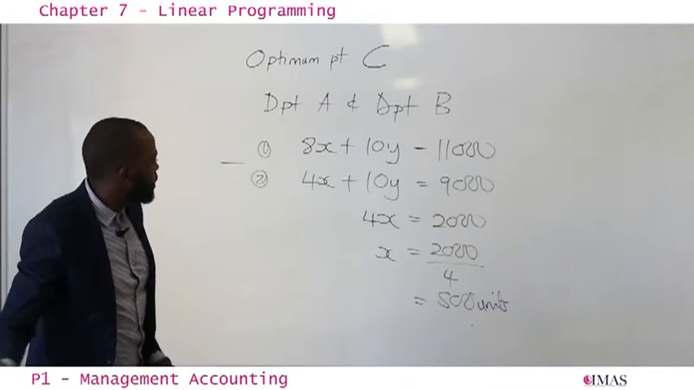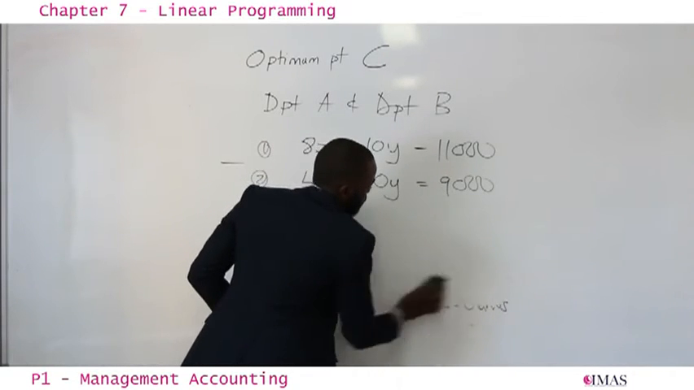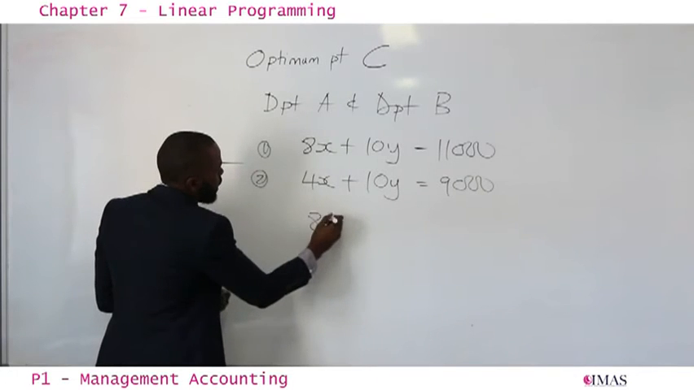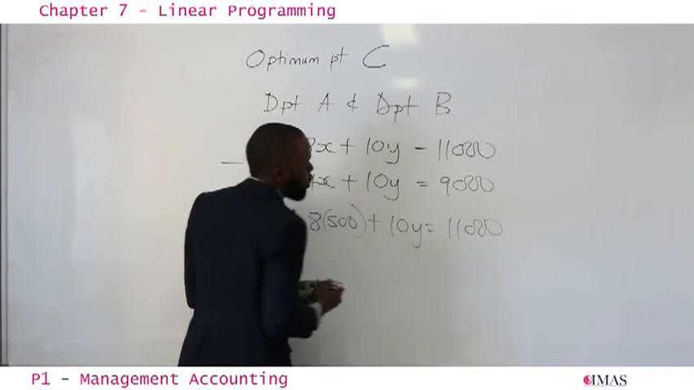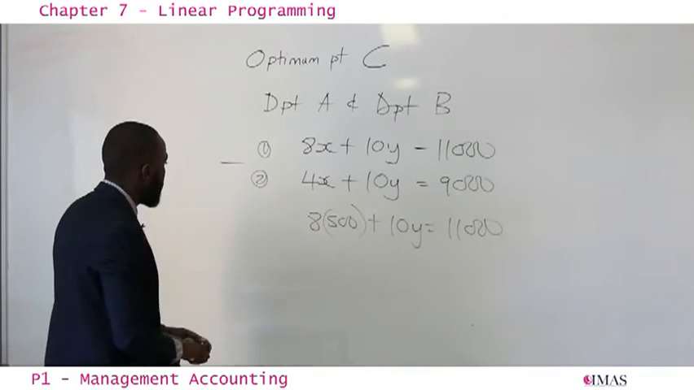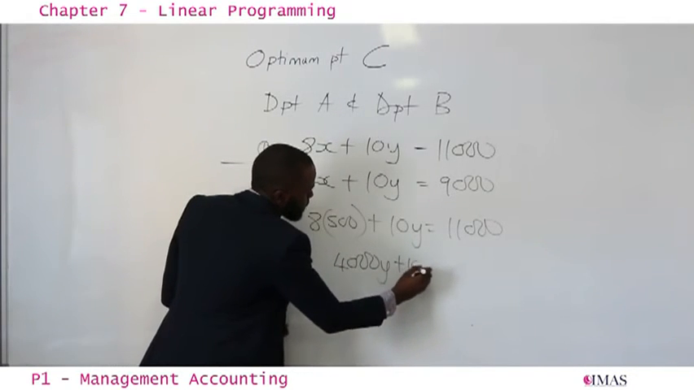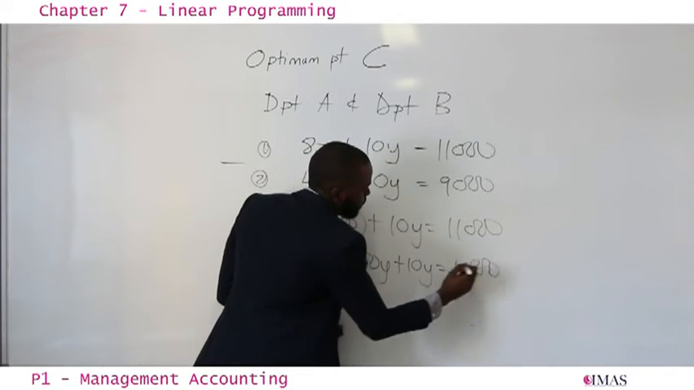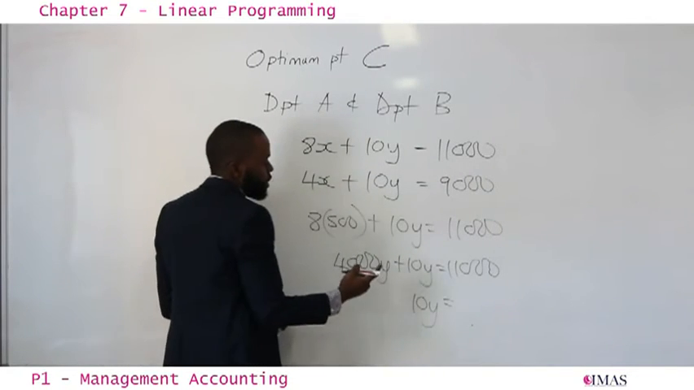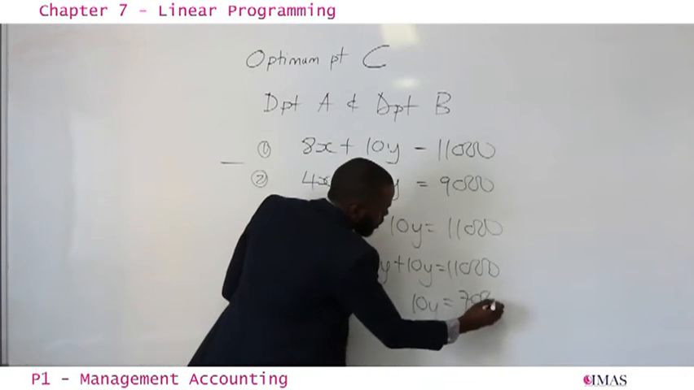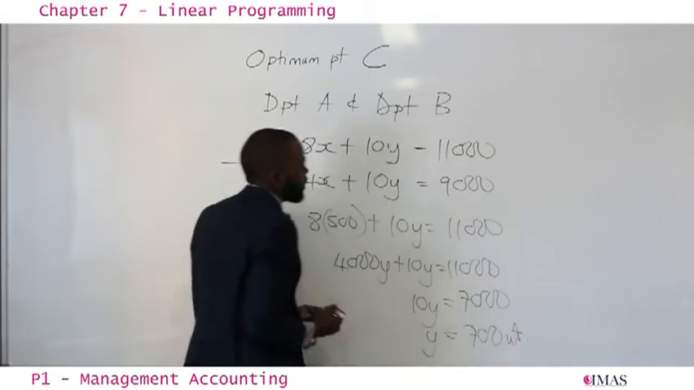Now once we have the x coordinate, we can go back and substitute. So we go back to equation 1, we say 8 times 500 plus 10y is equal to 11,000. So 8 times 500, that's 4,000. So it's 4,000 plus 10y is equal to 11,000. Then 10y is equal to, we take the 4,000 to the right-hand side, that's 11,000 minus 4,000, which is 7,000. Then y is equal to 700 units.